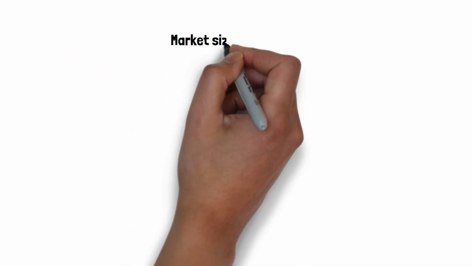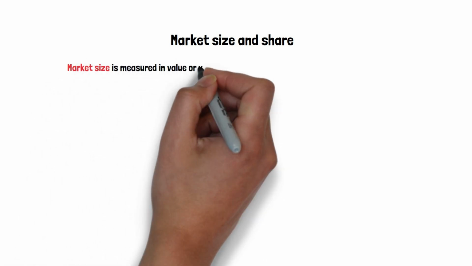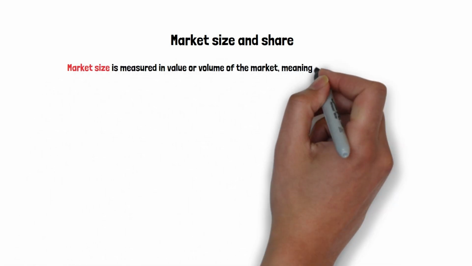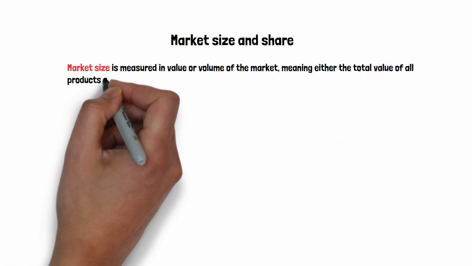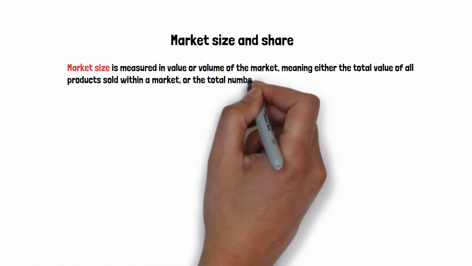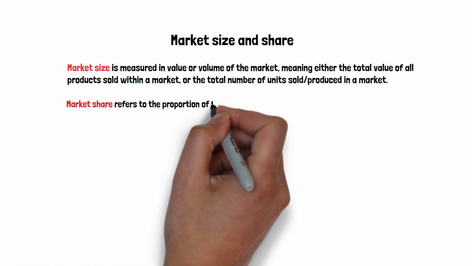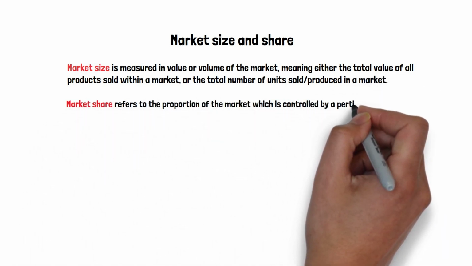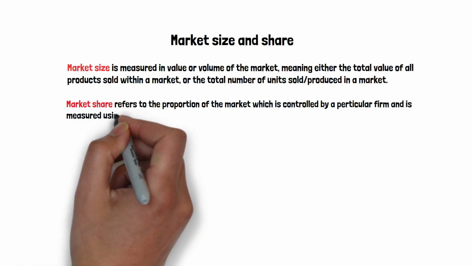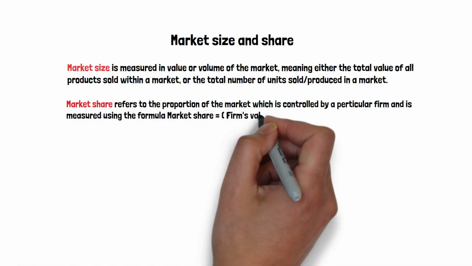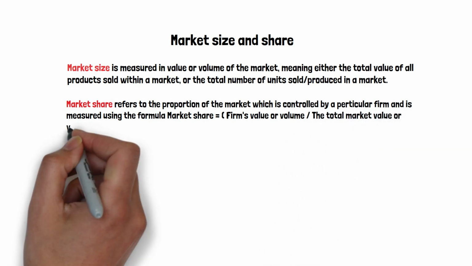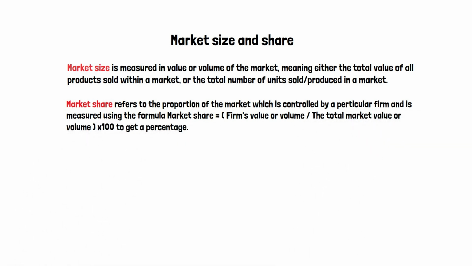Now we can move on to what is meant by market size and market share. Market size can be defined as the measure of the value or volume of the market. This means either the total value of all products sold within a market or the total number of units sold or produced in a market. Market share, however, is the proportion of the total market which is controlled by a particular firm, and it can be calculated by dividing the size of one firm by the size of the total market which they operate within, multiplied by 100 to get a percentage.